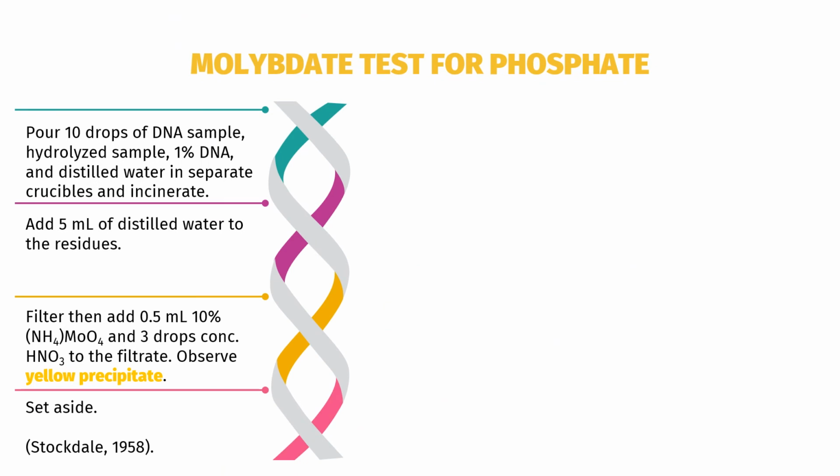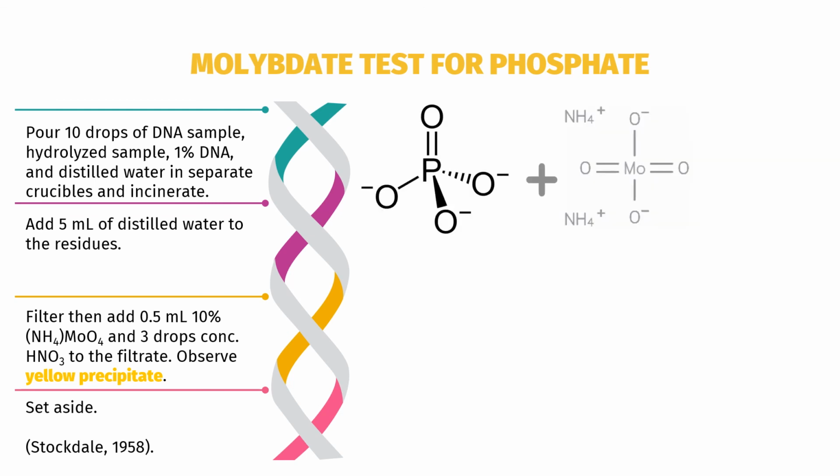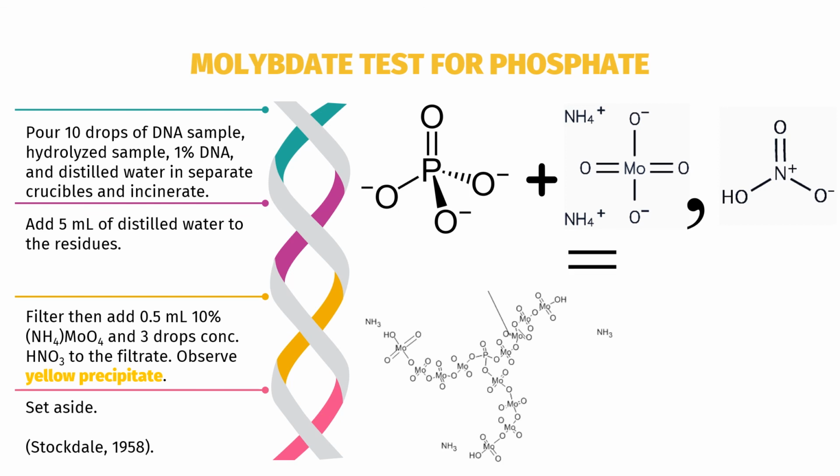The molybdate test for phosphate involves incineration of the samples, which releases the phosphates from the DNA. The residue dissolved in water is reacted with ammonium molybdate in the presence of nitric acid, which provides apt conditions for the reaction. The product is this very big molecule shown on the right, called ammonium phosphomolybdate.